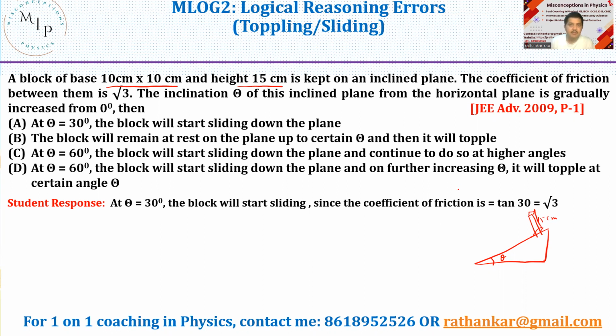Now the angle of inclination is theta, and the coefficient of friction is √3. So mu is equal to √3. The angle of inclination is theta and the plane is gradually raised from 0 degrees. So initially this plane was horizontal like this, and then I just started lifting it upwards like this.